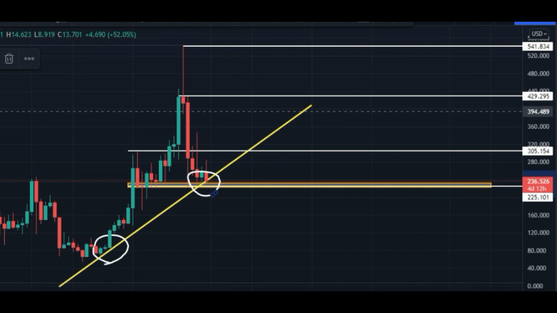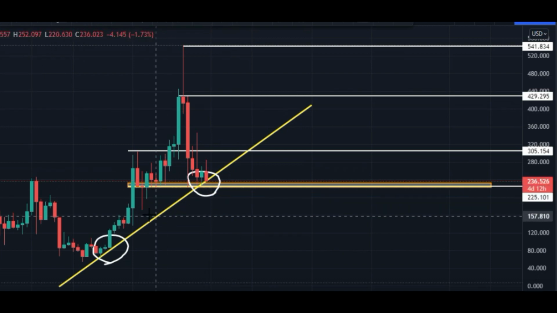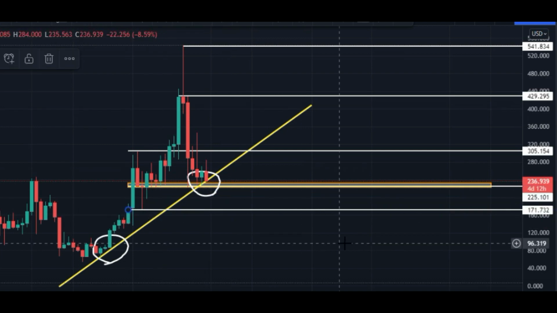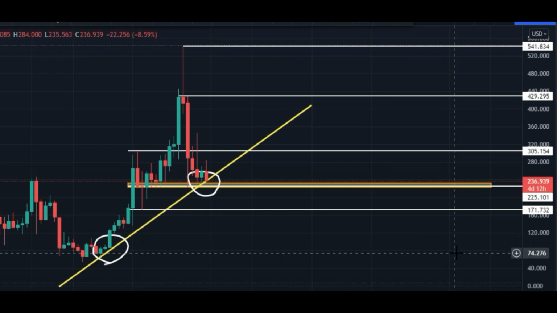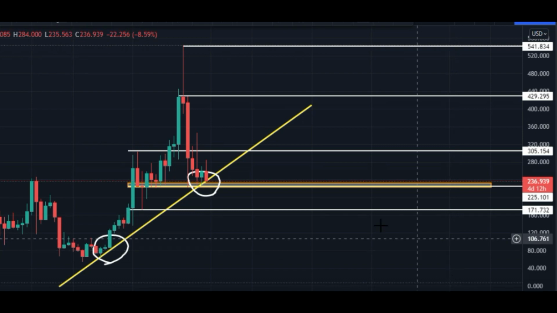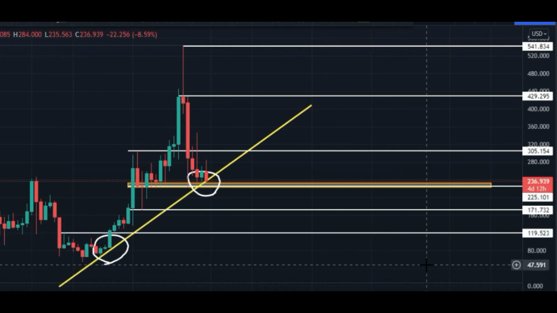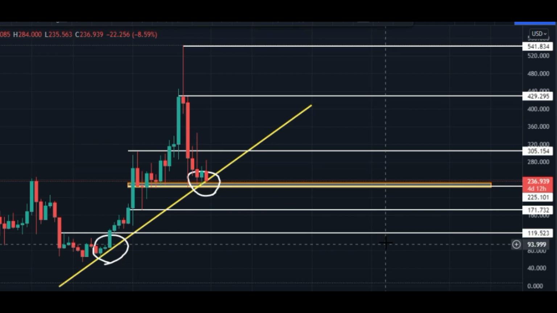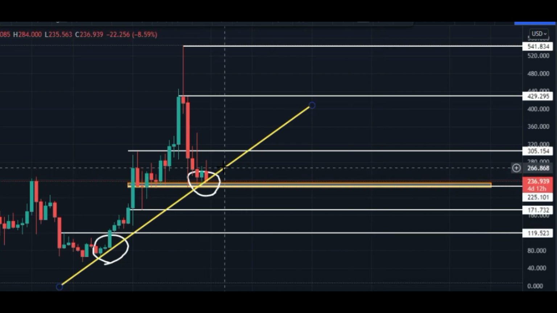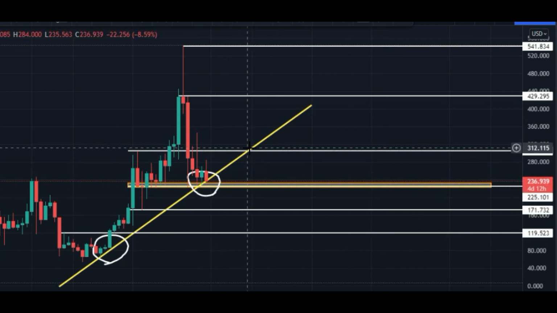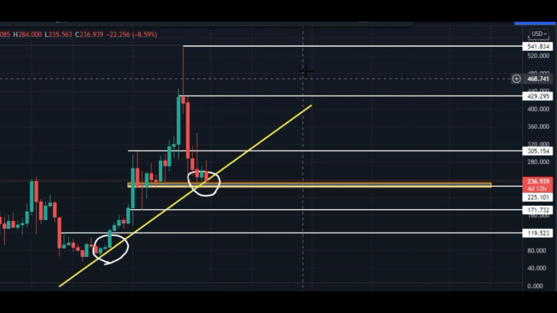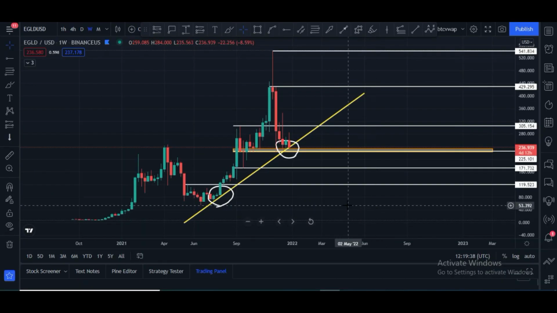And now what next? Price has to hold this $225 price area. If unfortunately price breaks this area, the next zone is the $171 price area, and after that the next bearish zone is this area, which is the $190 price area. But I think price has to hold this, and after that price can hit $305, $429 and $581 price zones.